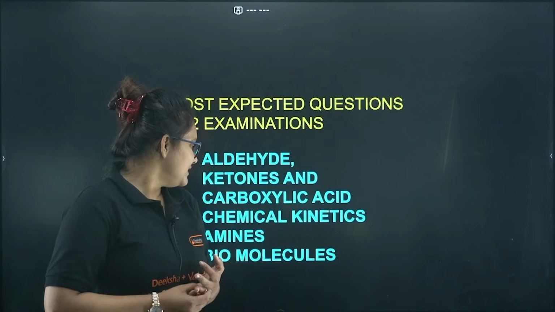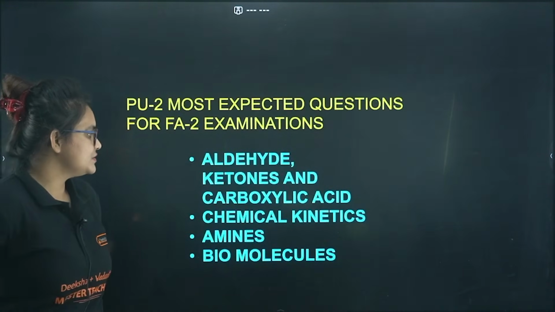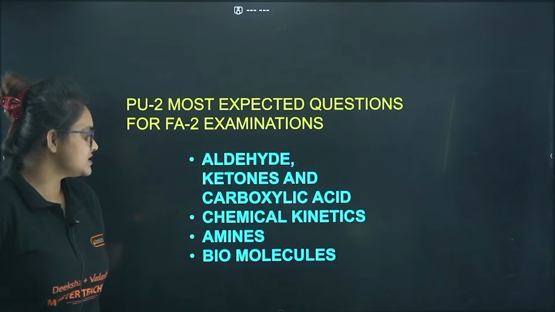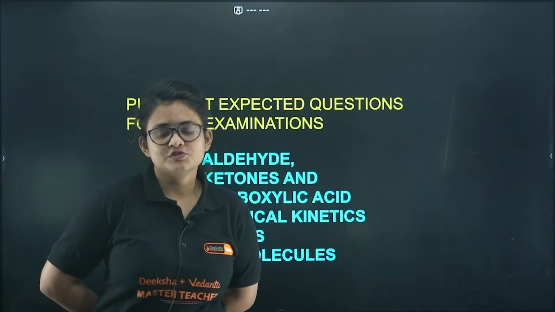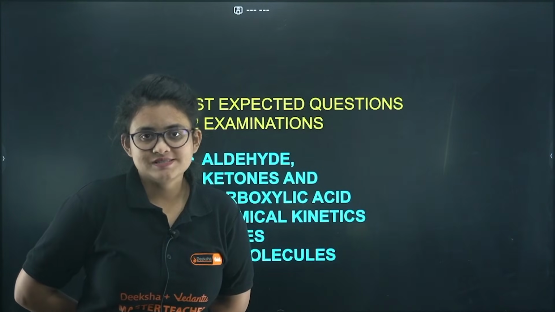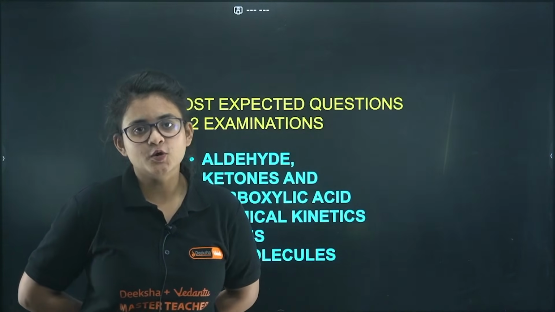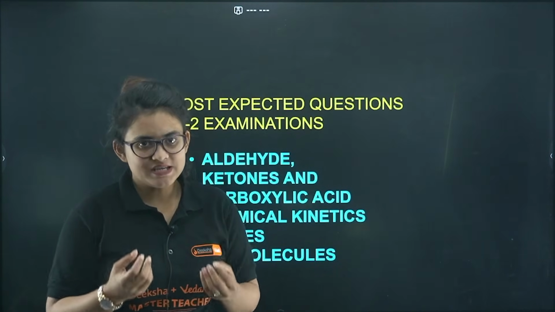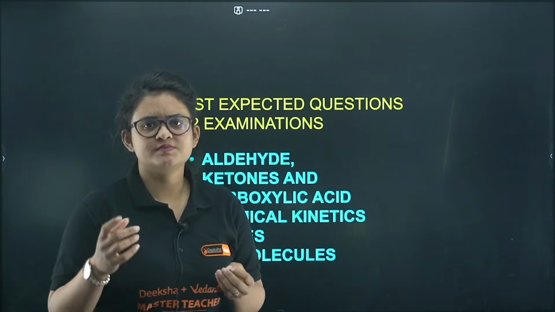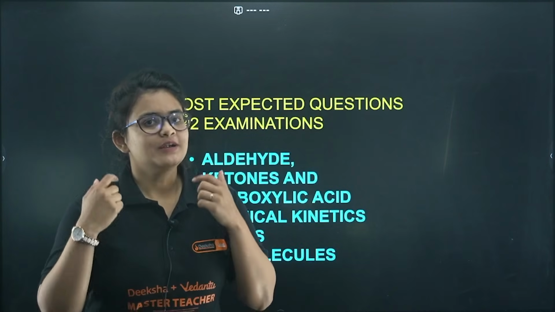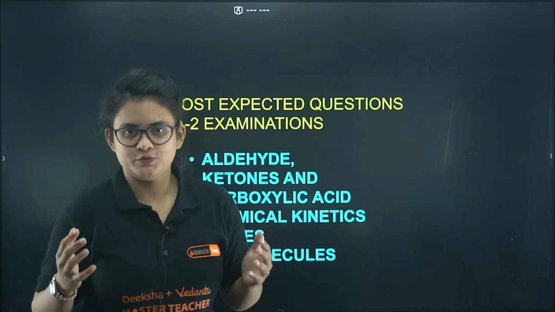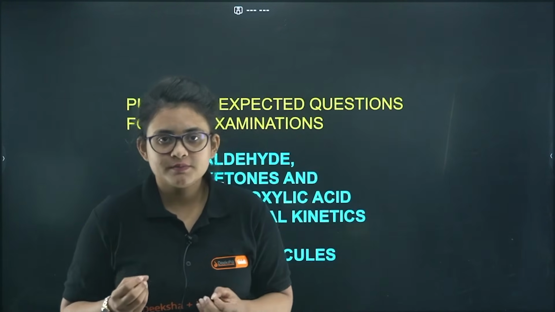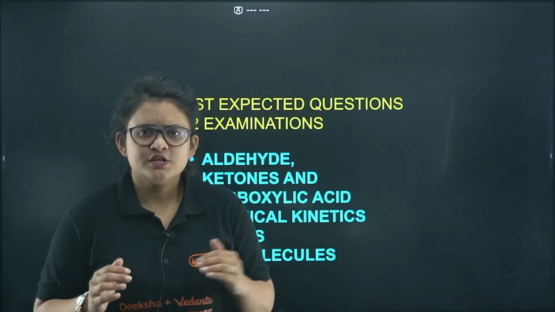So here you have 4 chapters: aldehydes, ketones and carboxylic acids. The second chapter is chemical kinetics, the third one is amines, and the final one is biomolecules. I will give you the list of questions in this video, and if you want to know the full answers along with the tips, tricks and the concepts related to these questions, you definitely have to watch the full video. There I discussed all probable MCQs, some numerical problems and whatever is relevant to it.